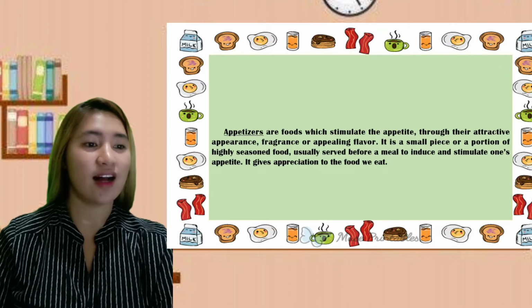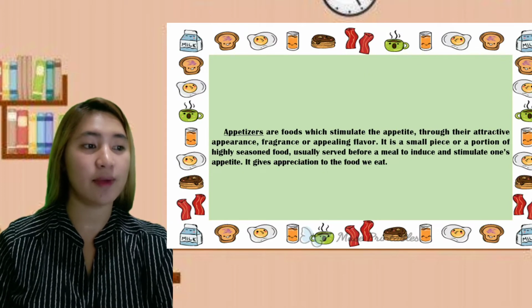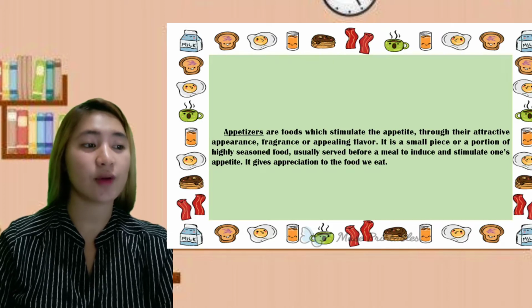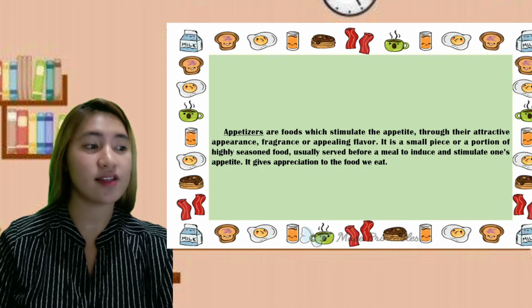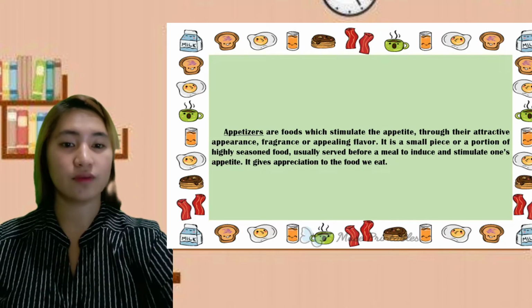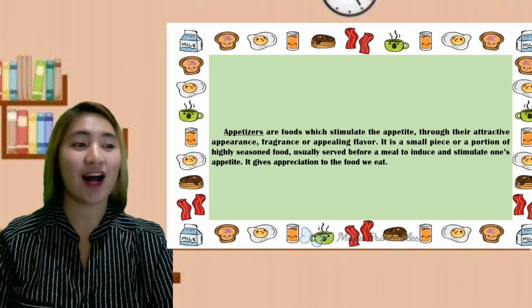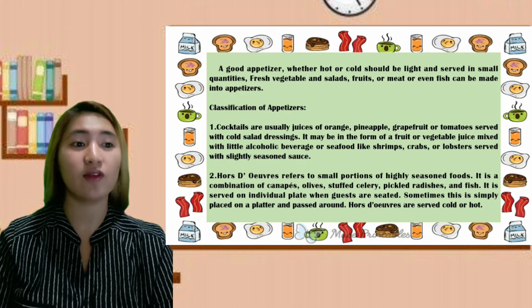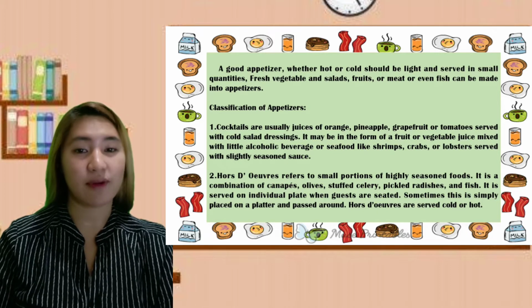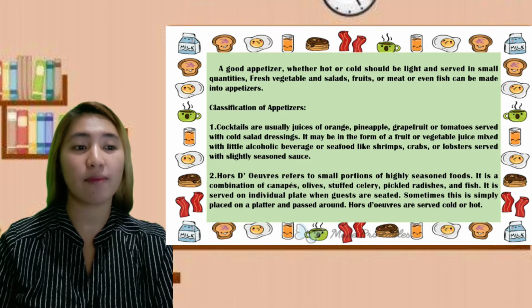So, appetizers are foods which stimulate the appetite through their attractive appearance, fragrance, or flavor, and they are small pieces or versions of a highly seasoned food, usually served before the meal to stimulate one's appetite and give appreciation to the food we eat. So, a good appetizer, whether hot or cold, should be light and served in small quantities. Fresh vegetables, salads, fruits, meats, or even fish can be made into appetizers.